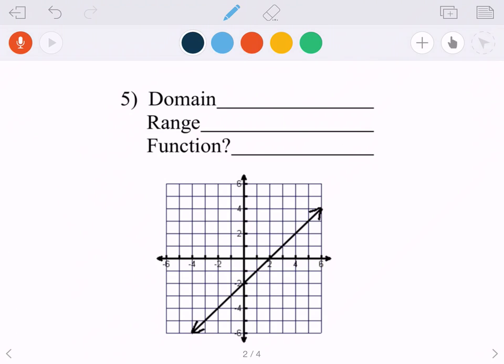Let's move on to the next example. So this is just a straight line. So my domain, again, set builder notation.